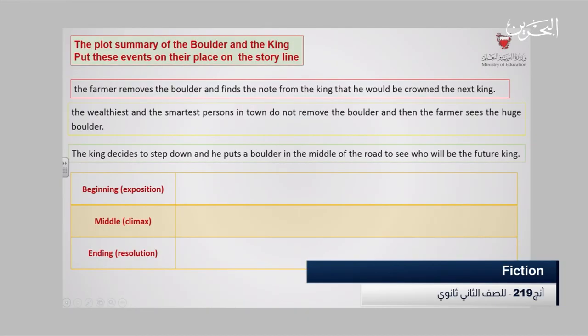Okay, now what I want you to do here is, since we are talking about the plot, I want you to reorder the events that are mentioned here according to the timeline. I'll give you 2 minutes to do that. Read them and reorder them.